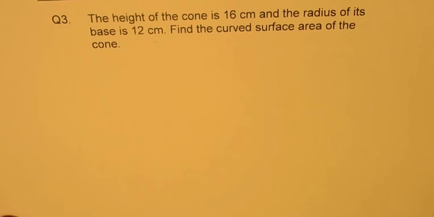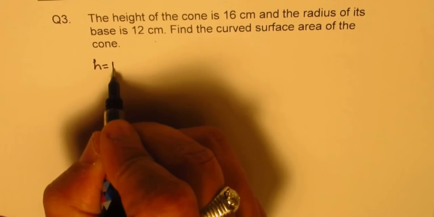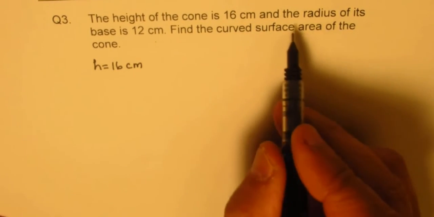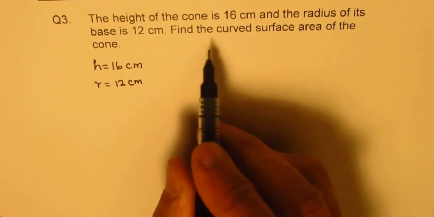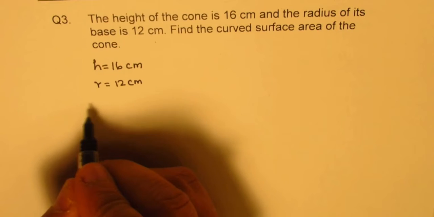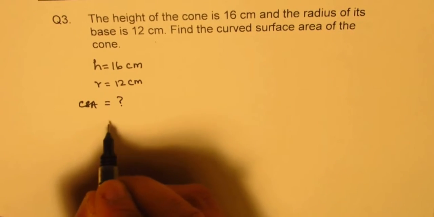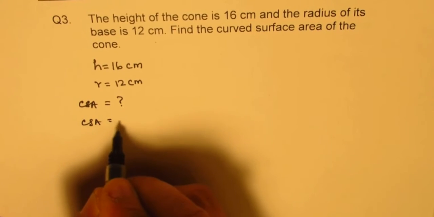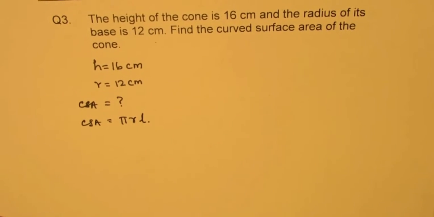Question number 3. The height of a cone is 16 centimeters. So we are given height this time as 16 centimeters. And the radius of the base is 12 centimeters. Find the curved surface area. So we need to find the curved surface area. The formula for curved surface area is pi RL. How do you find L now?